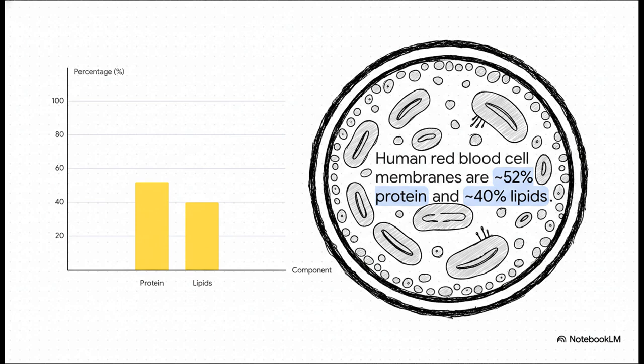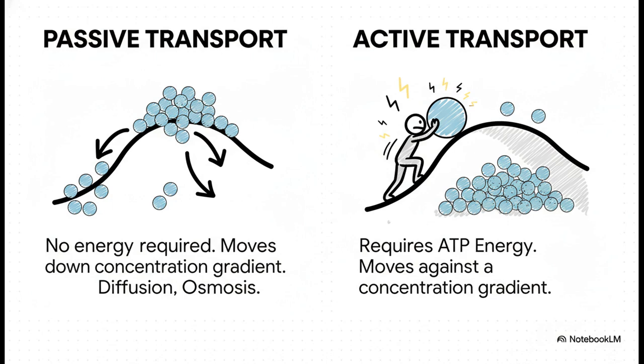For instance, if you look at the membrane of a human red blood cell, you'll find it's about 52% protein and 40% lipids. So what does that tell you? It tells you that those proteins aren't just for show. They're doing some serious heavy lifting, handling all that transport and communication. And how does this border control actually work?